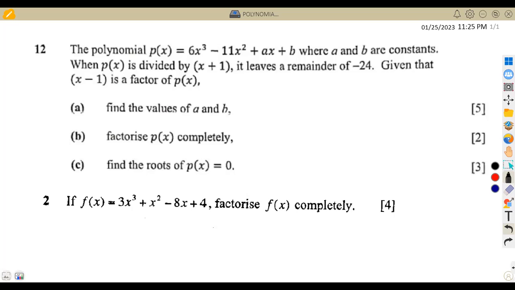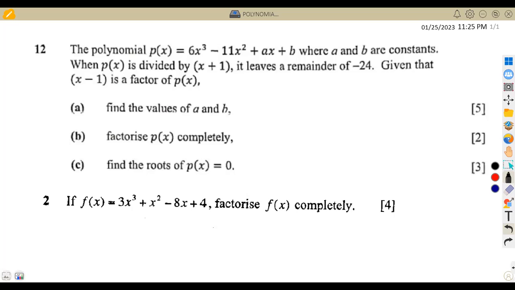Okay, so number 12. I forgot to write the question paper, but it's one of your previous exam papers. The polynomial p(x) is equivalent to 6x cubed minus 11x squared plus ax plus b, where a and b are constants. When p(x) is divided by x plus 1, it leaves a remainder of negative 24. Given that x minus 1 is a factor of p(x), find the values of a and b. I've got 5 marks for that.